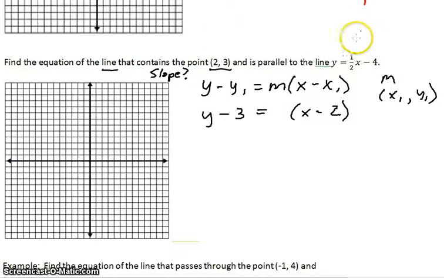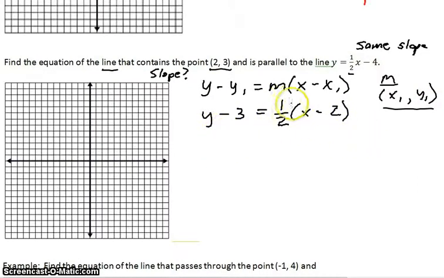Now, if it's parallel to that line, we've already said that things that are parallel have the same slope. So we have to ask ourselves, what is the slope of this line? And the slope is the number in front of the x, or the coefficient of the x. So that right there is the slope. So if it's the parallel line, we have the same slope. So I'm going to plug that in because it's parallel. So now I have my slope and my point. So now I just need to solve this for y.